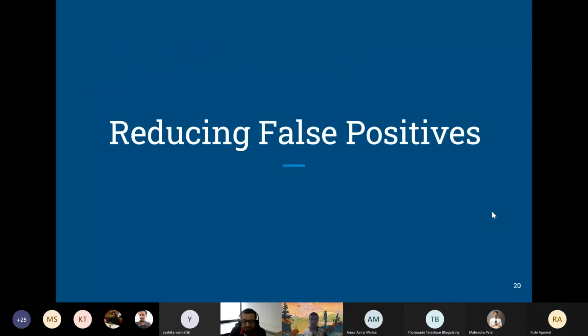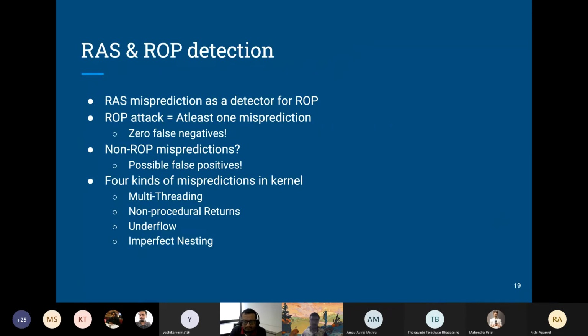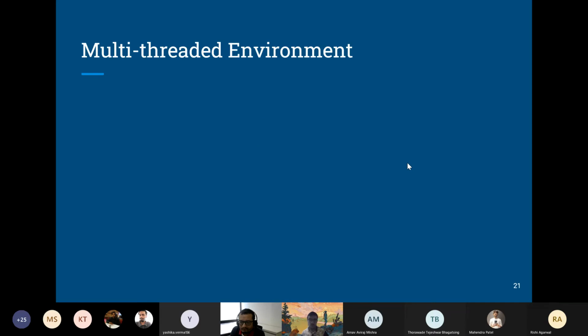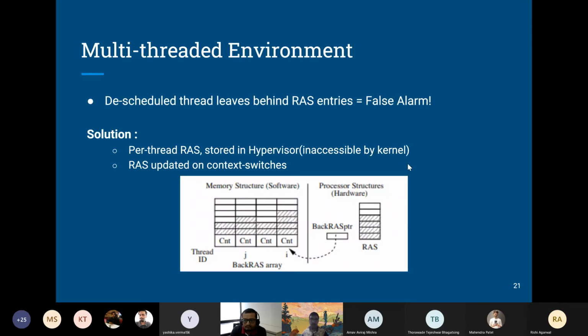Actually, all of this is going to be in the context of R&R safe in what follows, because one of the keywords is also reducing false positives. They propose some hardware changes as such.